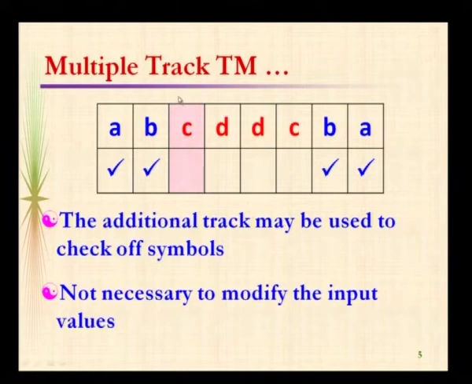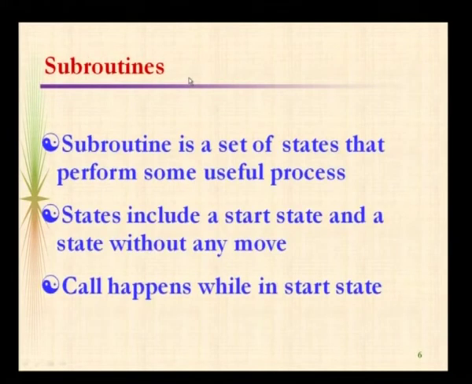The prime intention of introducing multiple tracks is not to extend the capability of the Turing machine, but to make the design of the Turing machine much easier for problems like strings represented on the Turing machine tape, which we do not want to lose even after recognition or after finding the result of the computation. So the additional tracks may be used for checking of symbols, and it is not necessary to modify the input values. That is the application of multiple tracks on the Turing machine. Still, we should remember that the power of the Turing machine does not change, whether there is one track or more tracks available.